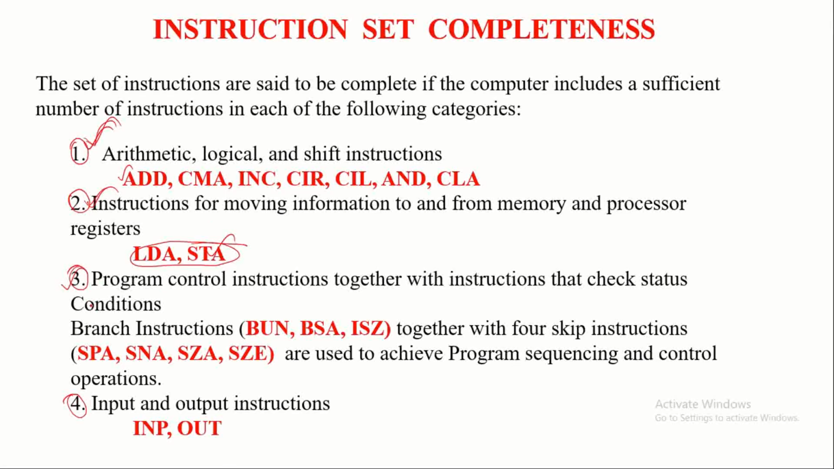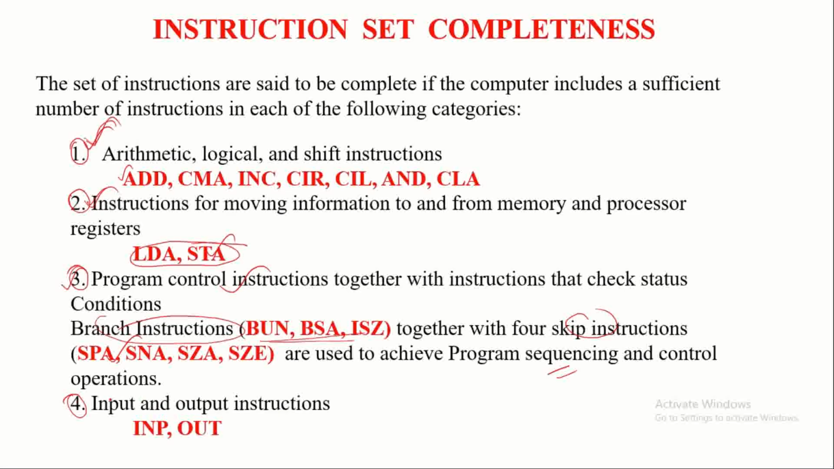Coming to the third category, the instructions that perform operations such as branch unconditionally, branch and save return address, increment and skip if 0, as well as skip next instruction if accumulator is positive, skip next instruction if accumulator is negative, skip next instruction if accumulator is 0, and skip next instruction if E bit is 0. All these instructions are used to achieve program sequencing and control operations. The instructions which perform these branch and skip operations come under program control instructions.